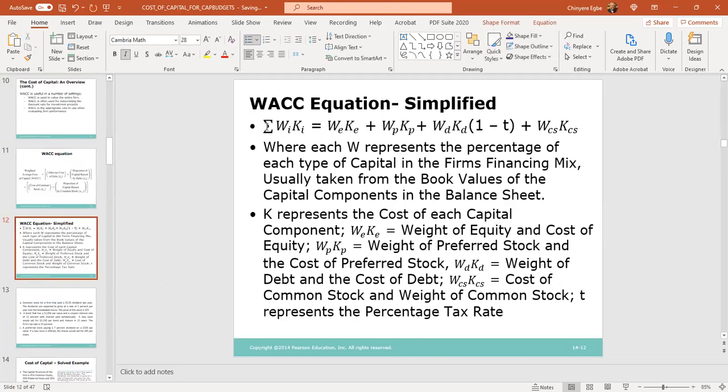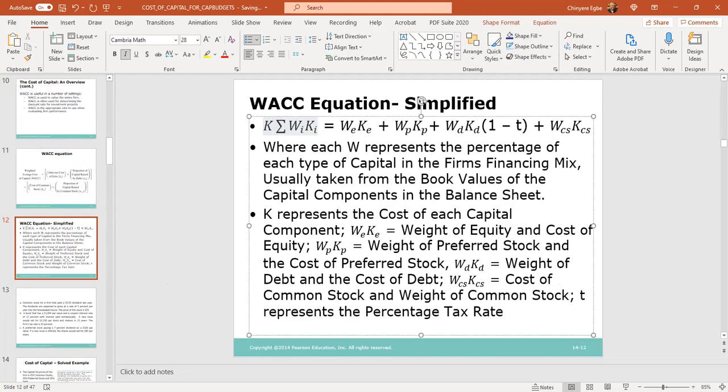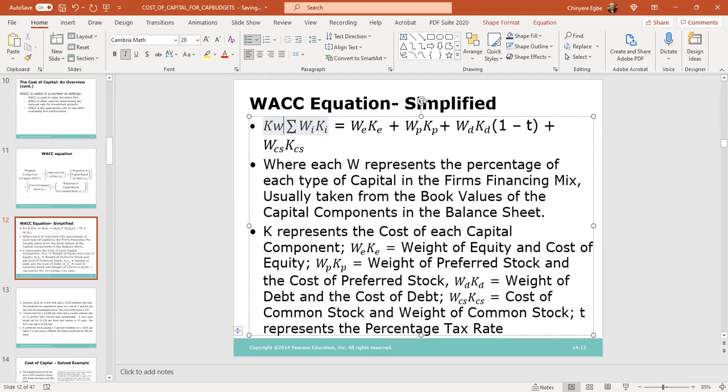The cost of capital, KW, is a weighted average. It is the sum of the weights times each component. So we have WE times KE, WP times KP, WD times KD. WE is the weight of equity. Generally, what we call equity is the accumulated retained earnings of a business. And then the cost. So we have the weight, what percentage comes from accumulated retained earnings, times the cost.